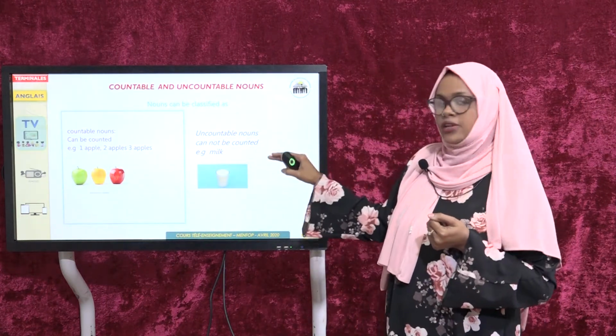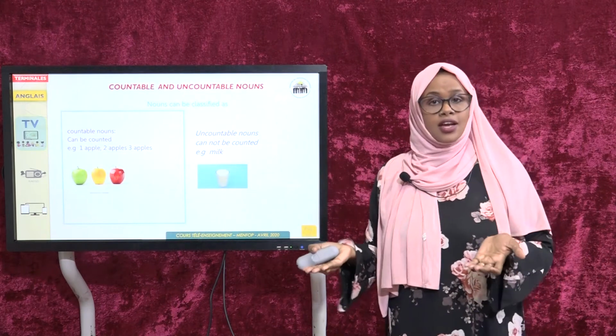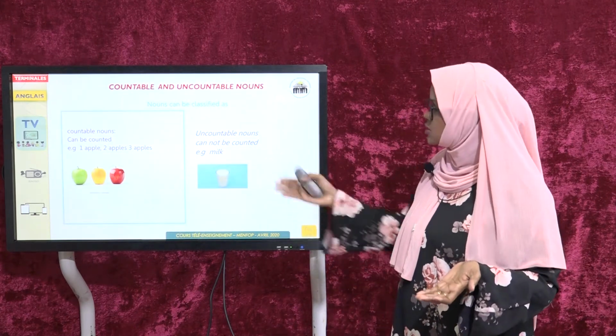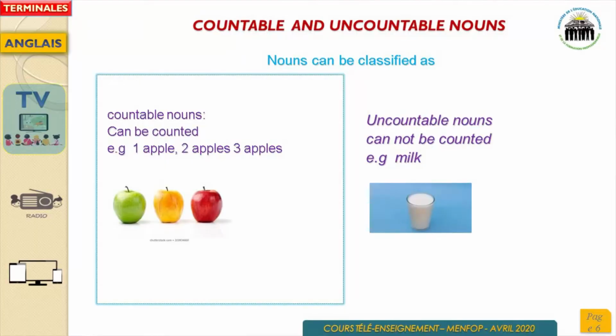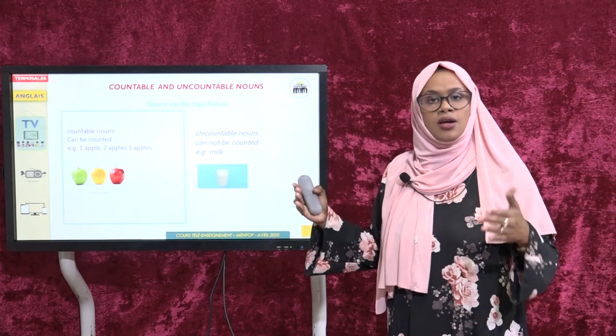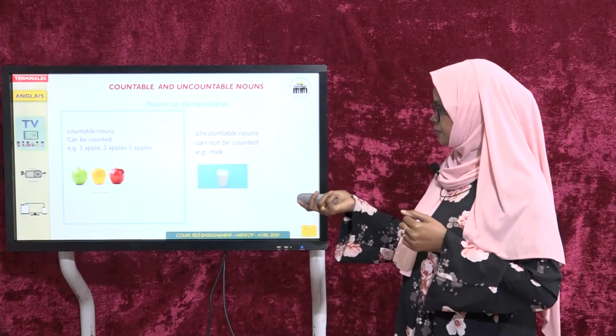Second, uncountable nouns. What are the uncountable nouns? The uncountable nouns cannot be counted. We cannot put a number on it. For instance, milk. Can we count milk? No, we cannot count milk because it is a liquid. We cannot put a number on it.